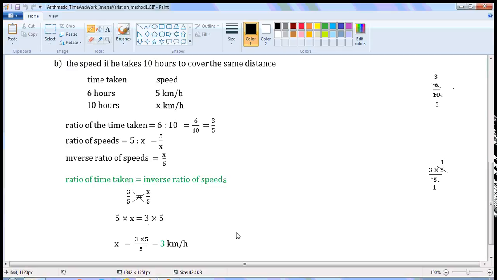Let us simplify this in the rough work. Common factor of 5 and 5 is 5. Divide both of them with common factor. When we divide 5 with 5, we get 1. When we divide 5 with 5, we get 1. The values left are 3 into 1 by 1, which is equal to 3. So x is equal to 3 kilometers per hour. If the time taken is 10 hours, then the speed is 3 kilometers per hour.